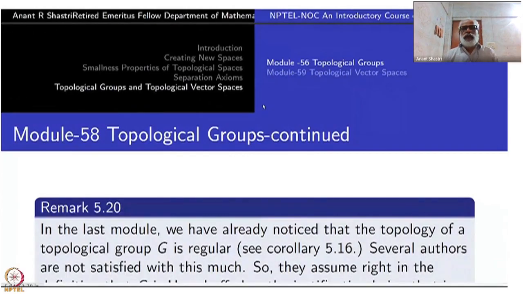Welcome to module 58 of Point Set Topology, part 1. We continue our study of topological groups.